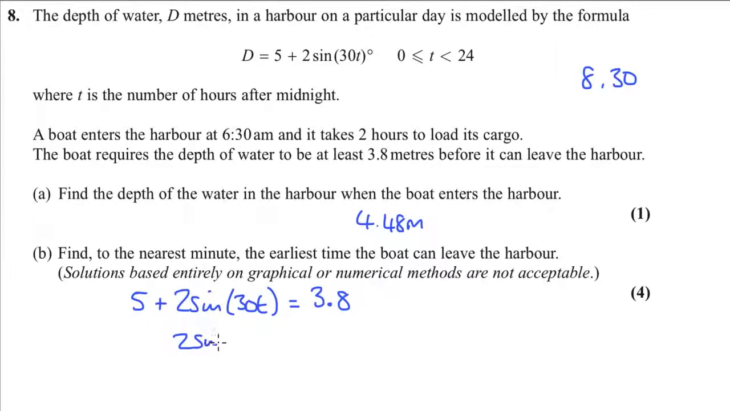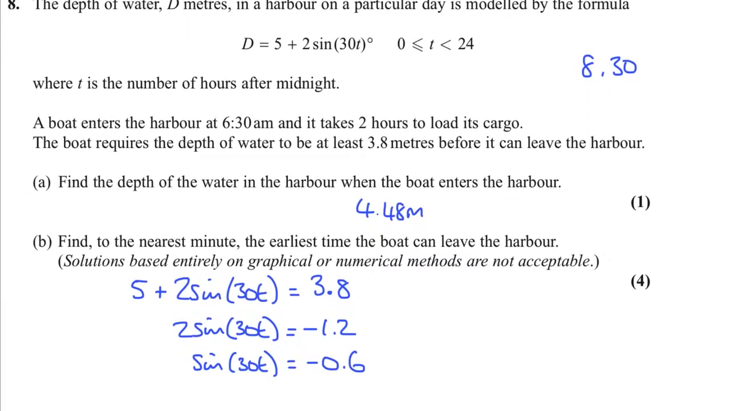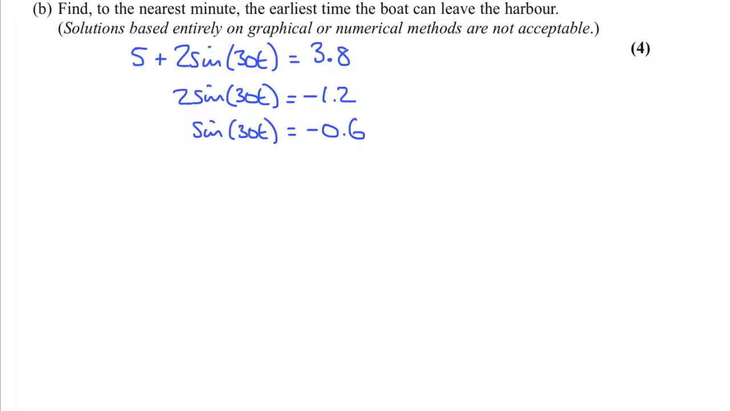So we're going to subtract the 5. Minus 1.2, divide by 2, minus 0.6. And if I do the inverse sine of negative 0.6, I'm going to get negative 36.87. Now this is a 30t value, don't forget, so we're going to be dividing that value by 30. So the first problem is that that's a negative number, so that's no good to us.